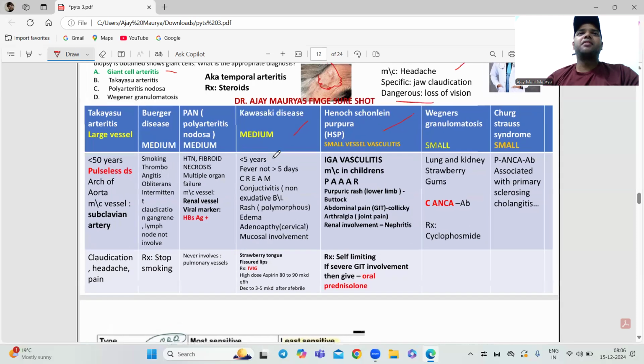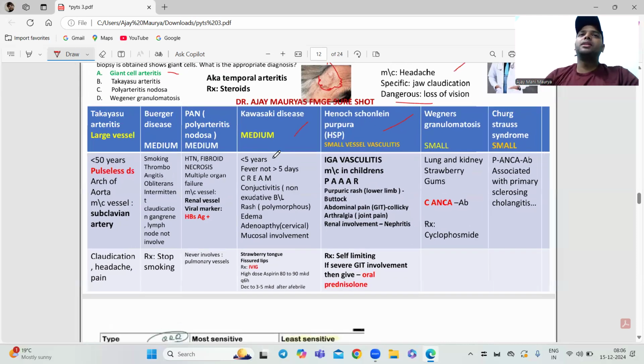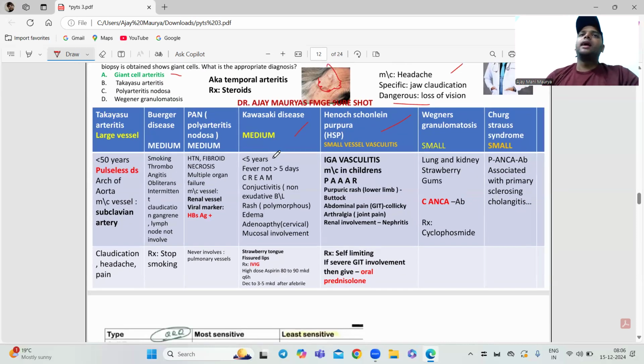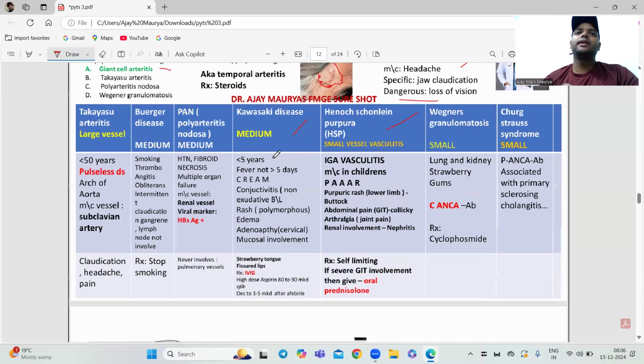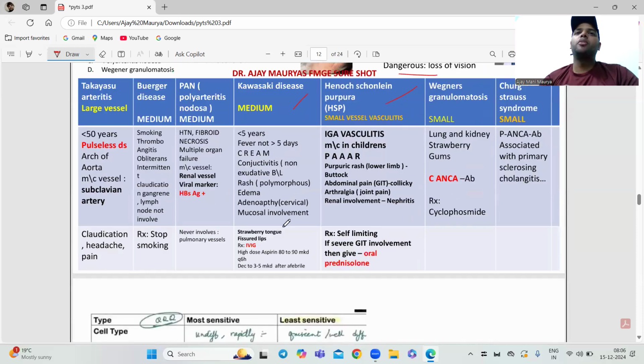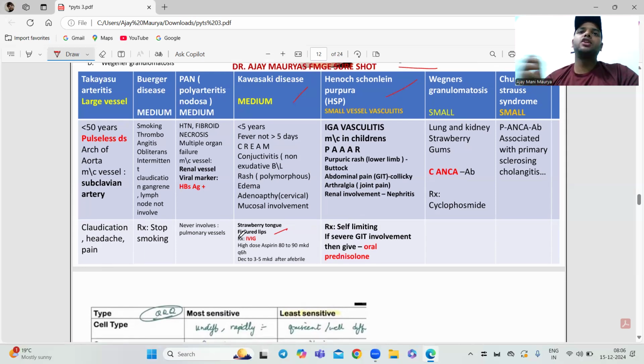This one, guys, is Kawasaki. It is most common in children less than 5 years old. Here you have the CREAM category: C for conjunctivitis, non-exudative bilateral; R for rash, polymorphous; E for edema; A for adenopathy, that is cervical; and M for mucosal involvement, that is strawberry tongue and fissured lips. For treatment, give IVIG and also high dose aspirin, 80 to 90 mg/kg/day. Later you can decrease to 3 to 5 mg/kg/day after the fever subsides.